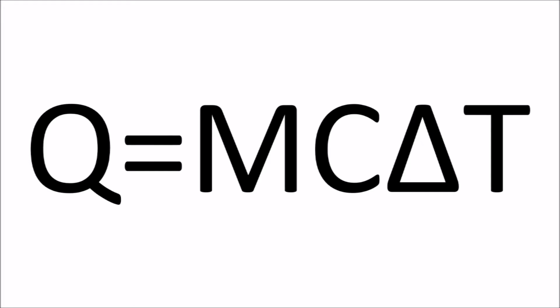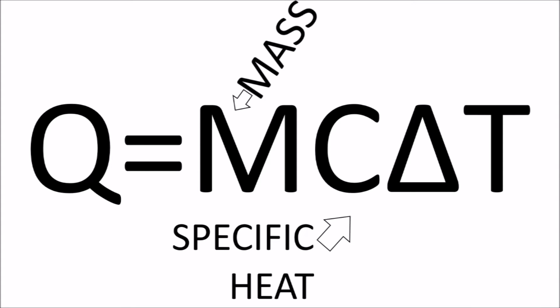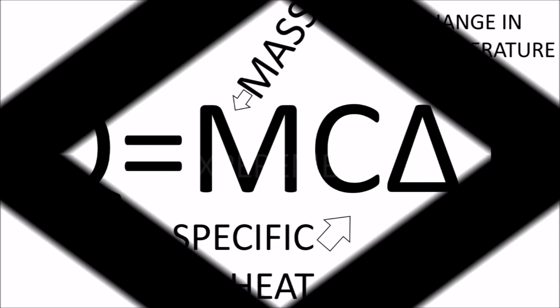The specific heat equation is mcΔT. M stands for the mass, so you input the mass there. C is the specific heat, so you put the specific heat of that specific body in there, and then the delta T is the change in temperature.